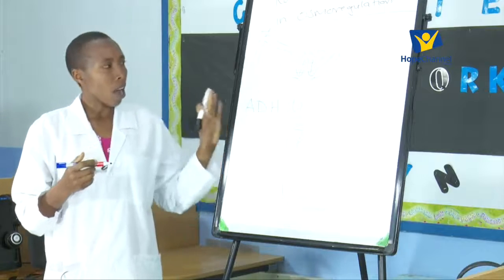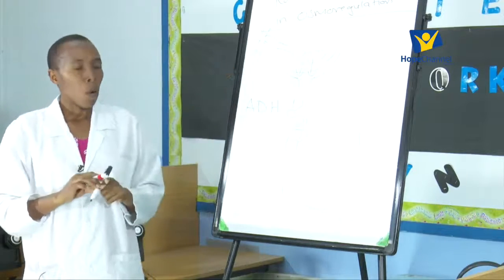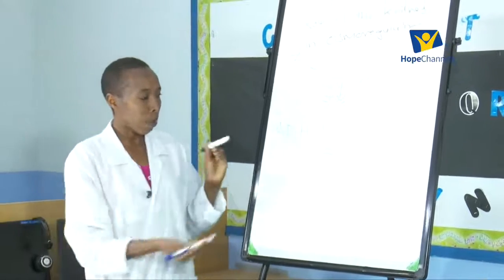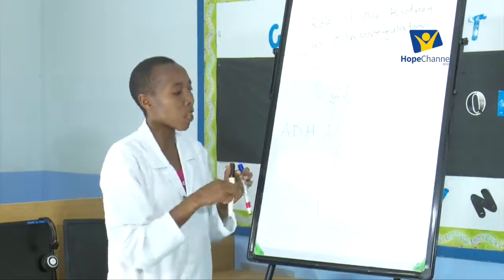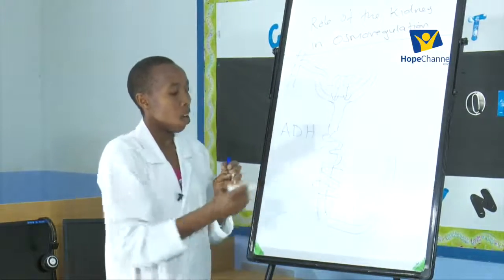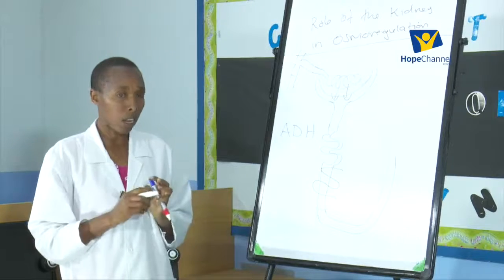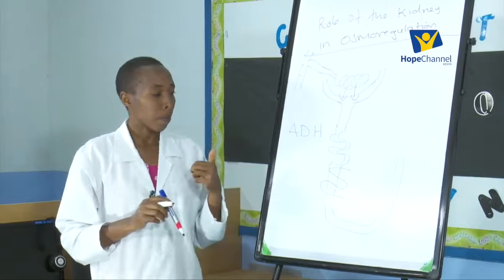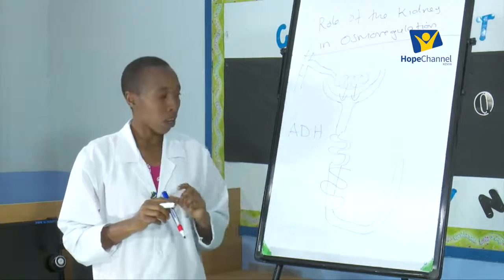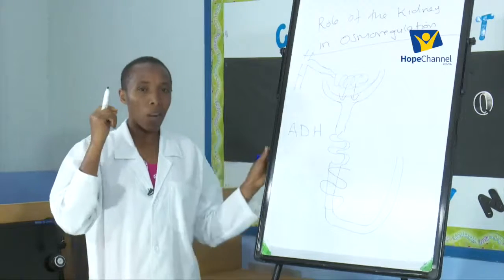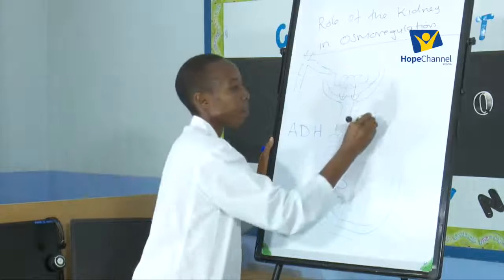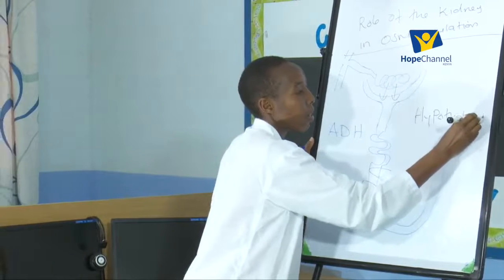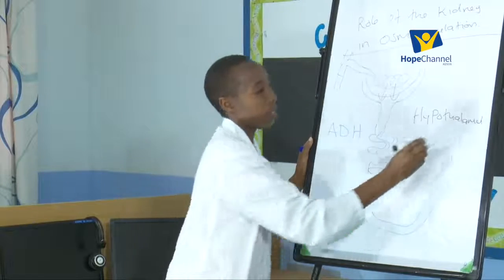So the question is, how does it play a role? When the osmotic pressure within the cell, let me give an example, within the blood. Remember we said that we have blood vessels, and these blood vessels are carrying blood. When the osmotic pressure within the blood is higher, above the normal, the part of the brain known as hypothalamus is stimulated.